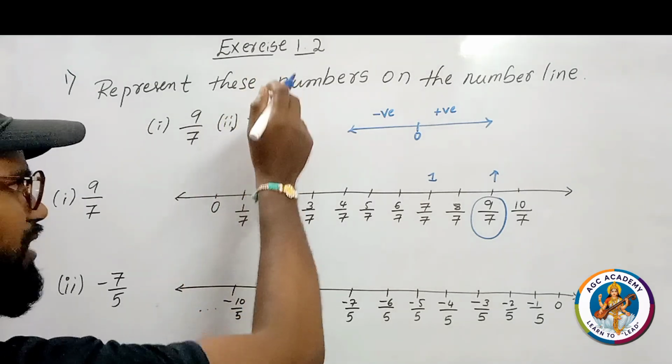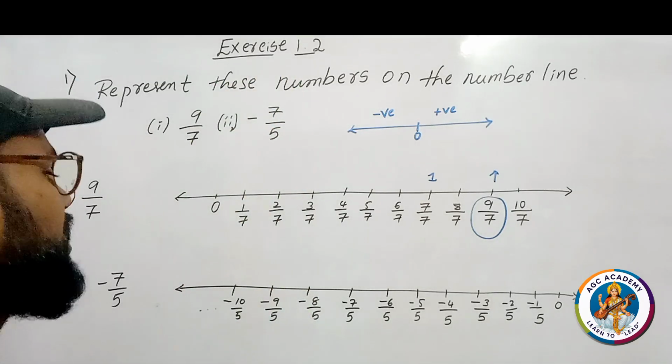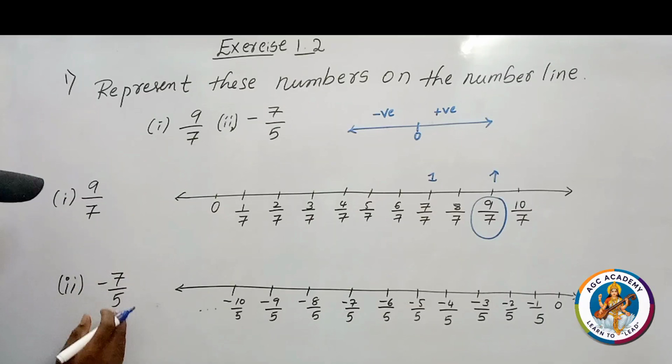Minus 7 by 5. So, see here. How to represent the minus 7 by 5?